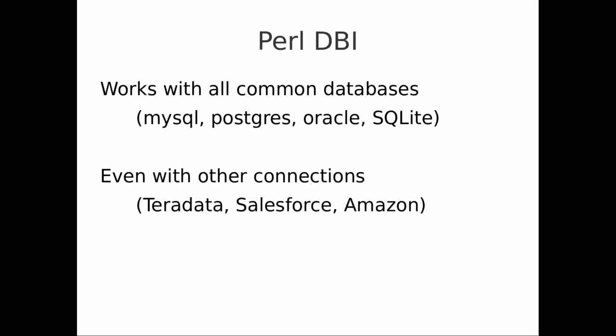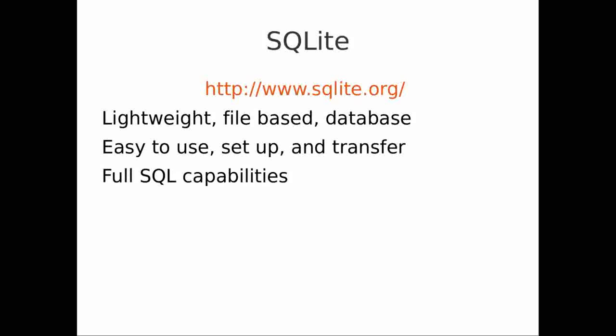For the purposes of this example, I'm going to use SQLite from SQLite.org. It's a lightweight, file-based database that's extremely fast, extremely easy to set up, easy to transfer data between different things, and has full SQL relational capabilities. SQLite is wonderful for prototyping a database if you just have a moderate amount of data and you don't want to go into the heavy requirements of, let's say, a relational database like Oracle or MySQL.